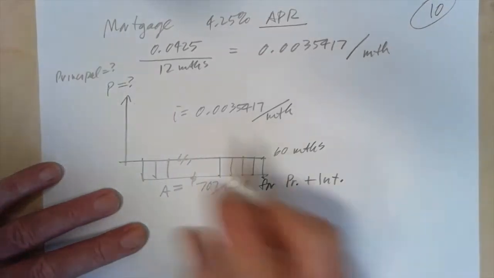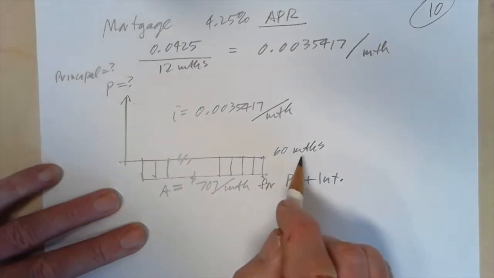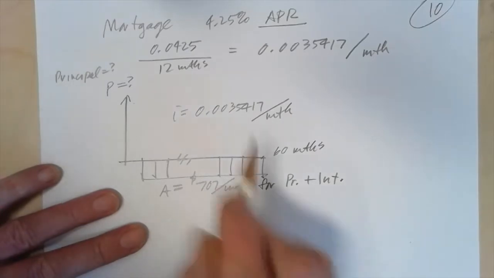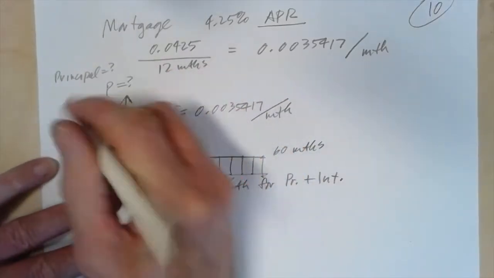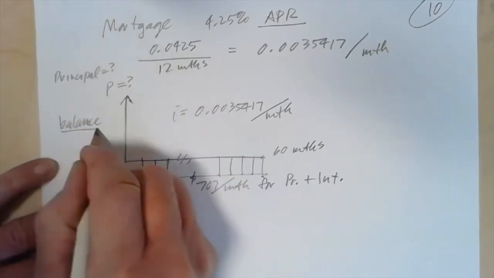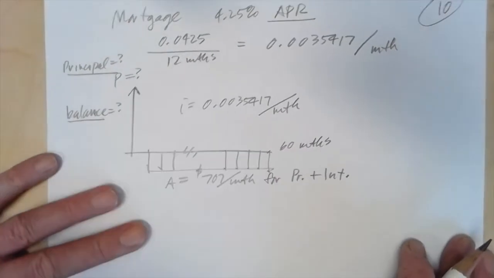And my property tax is approximately that much per month too. So I have 5 years left. I have 60 payments of $707. How much do I owe the bank? This would also be called the balance or principal. Well, that's an A over P problem, and we can solve that quite easily.